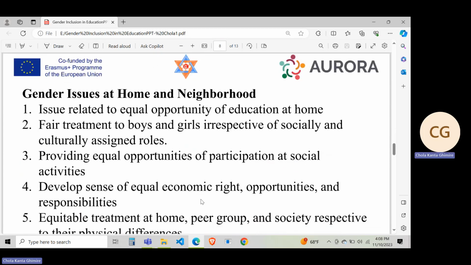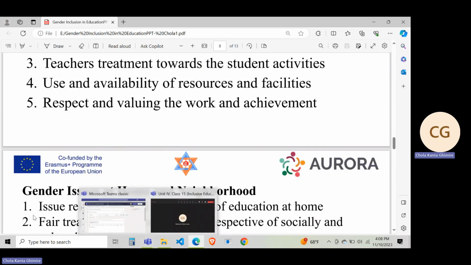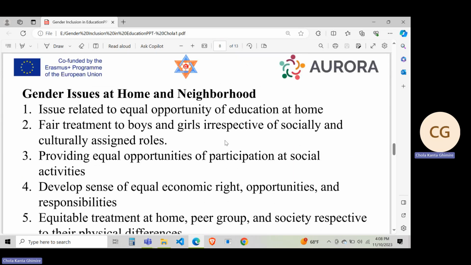Now, similarly, we can find some gender issues at home, in the family or neighborhood. These issues arise from the gender differences and the treatment by family members at home and society members in the neighborhood. First is the issue related to equal opportunity of education at home: providing equal opportunity for learning, for investing time in education, or equal opportunity in the neighborhood.